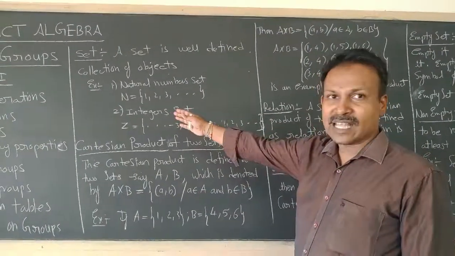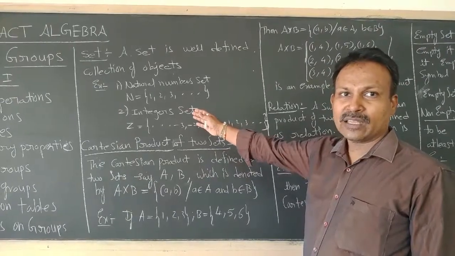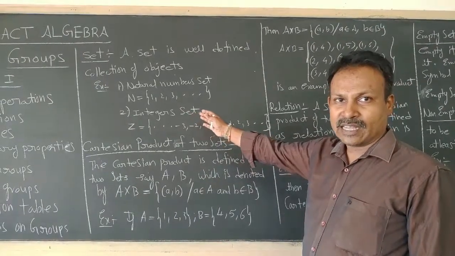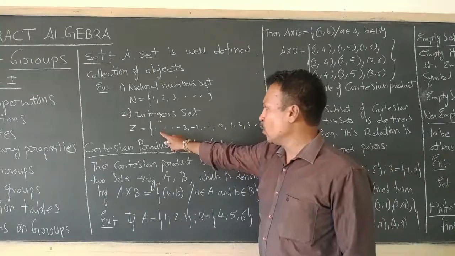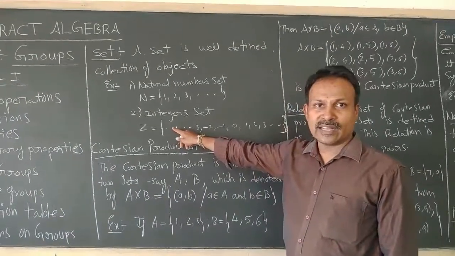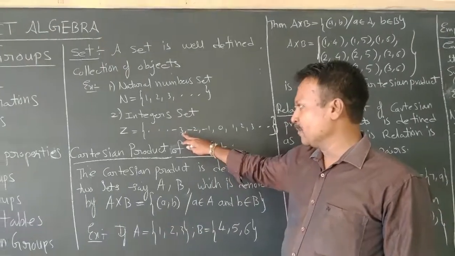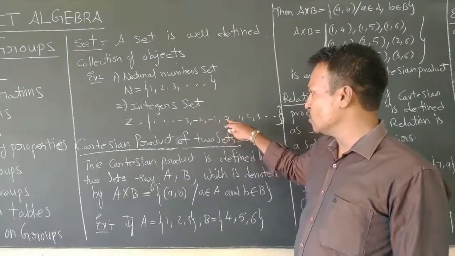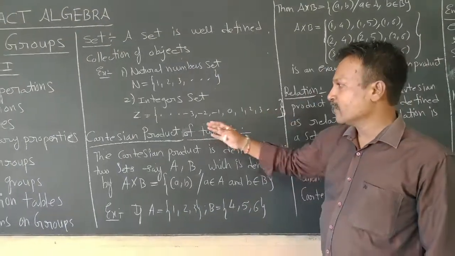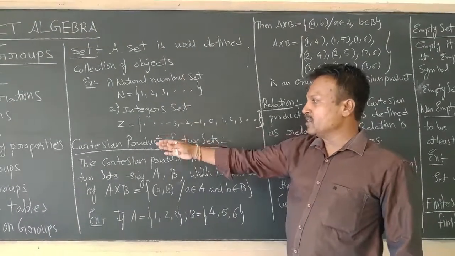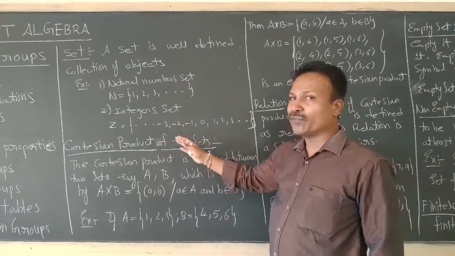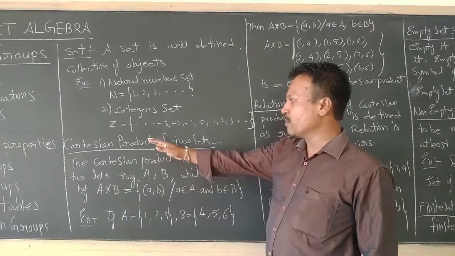Next, the second example is the integer set. It is denoted by capital letter Z and it takes the values: negative values, we don't know the starting negative value, and it continues as -3, -2, -1, 0, 1, 2, 3 and so on. Next definition is the Cartesian product of two sets.